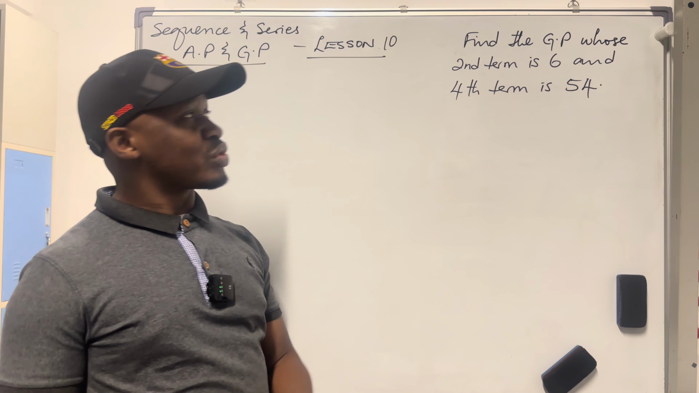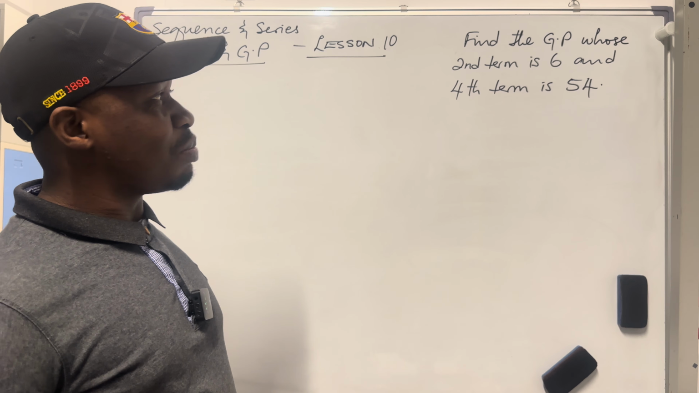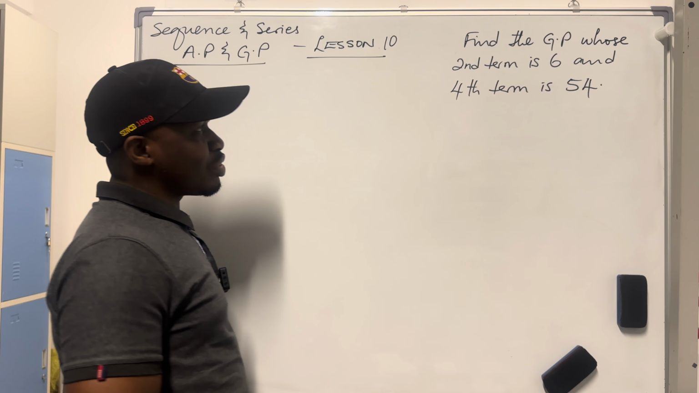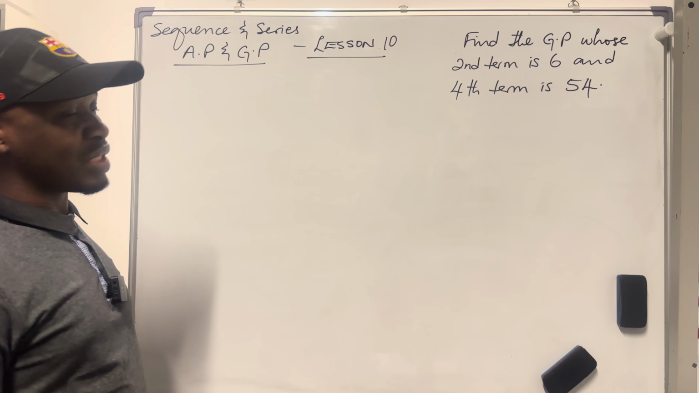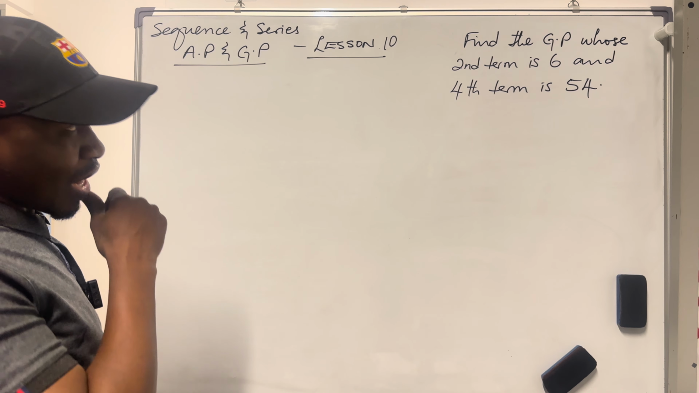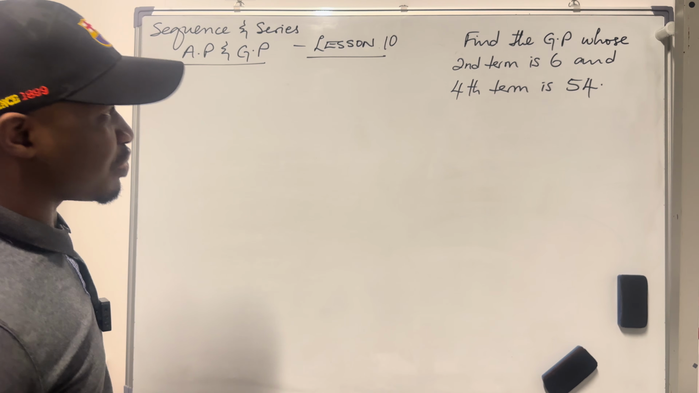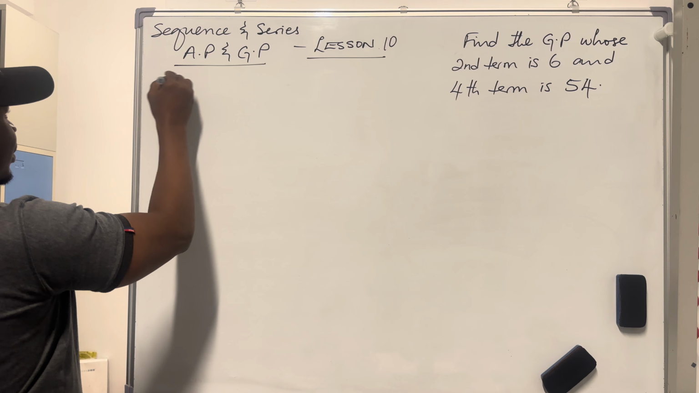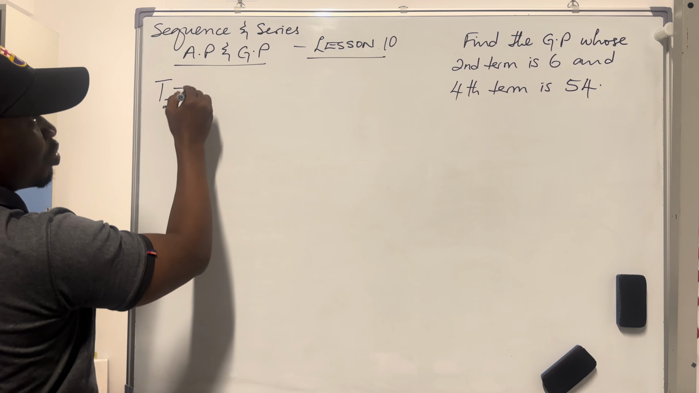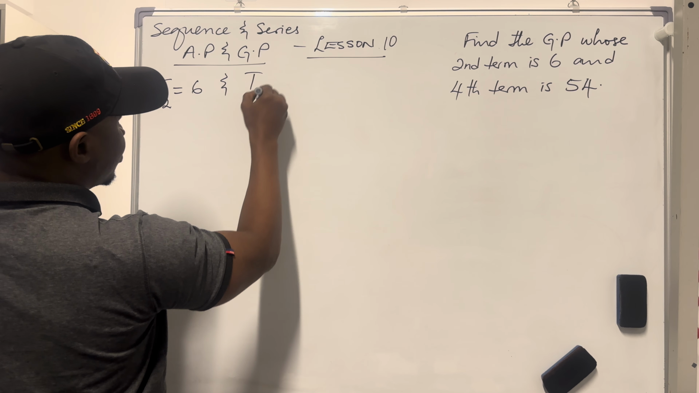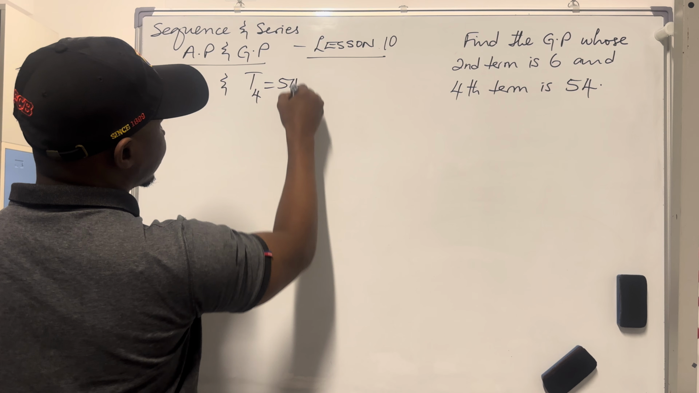The question we have for today is, of course, a GP because the question asks us to find the GP whose second term is 6 and fourth term is 54. Find the GP whose second term is 6 and fourth term 54. So we are given the second term to be 6 and the fourth term to be 54.